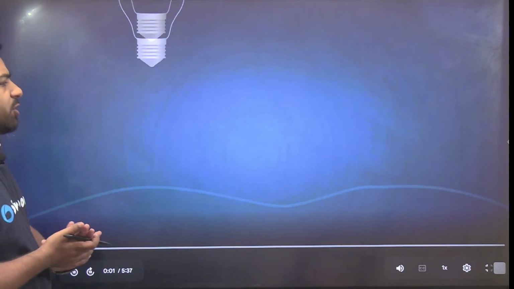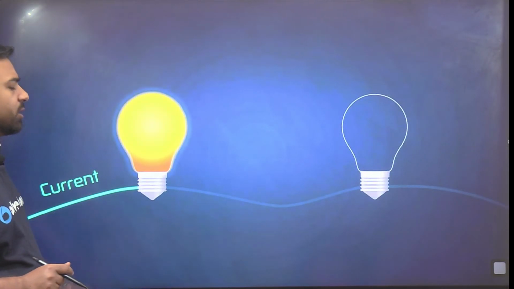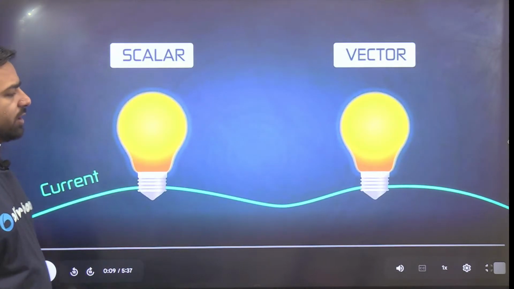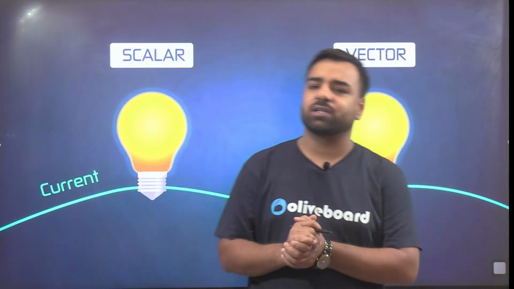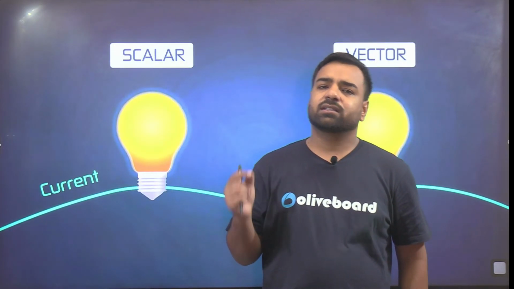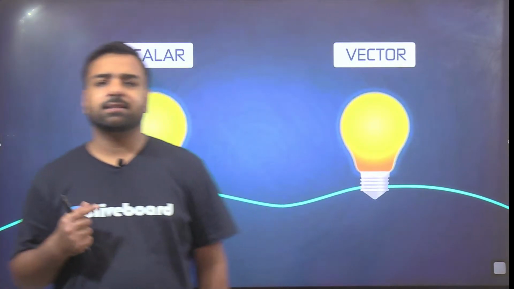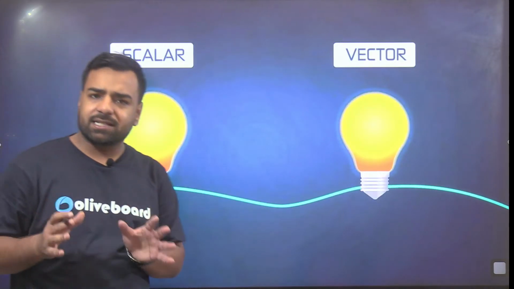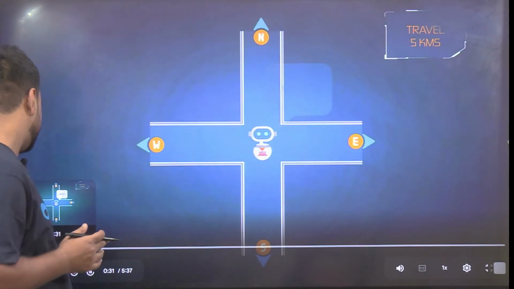So let's understand about scalar and vector quantities. Here we have two bulbs, right? And if I talk about current, what do you think? Is current a scalar or a vector quantity? What should be your answer? I want your answers in the comment section so that I can easily make you understand this. See, when direction is involved, we'll say that this particular quantity is a vector quantity. If direction is not involved, that's a scalar quantity. So for current, we need to go with the basics first in order to understand whether current is scalar or vector. So let's start with the animation now.